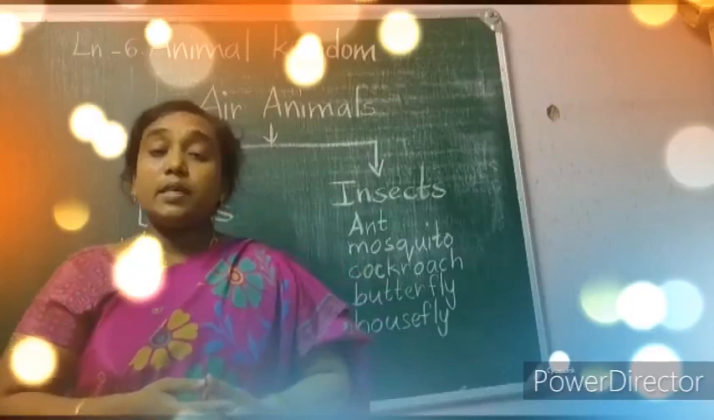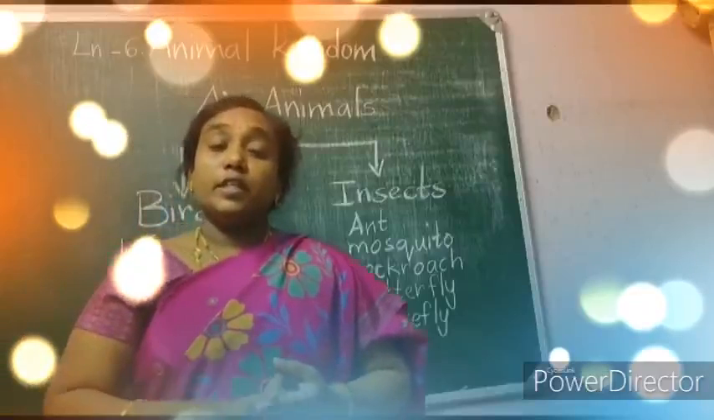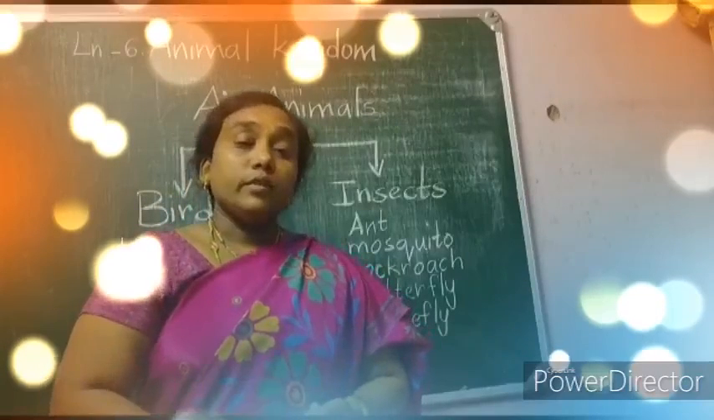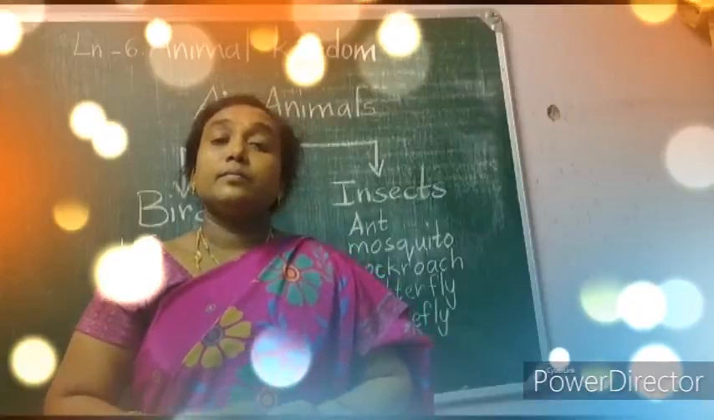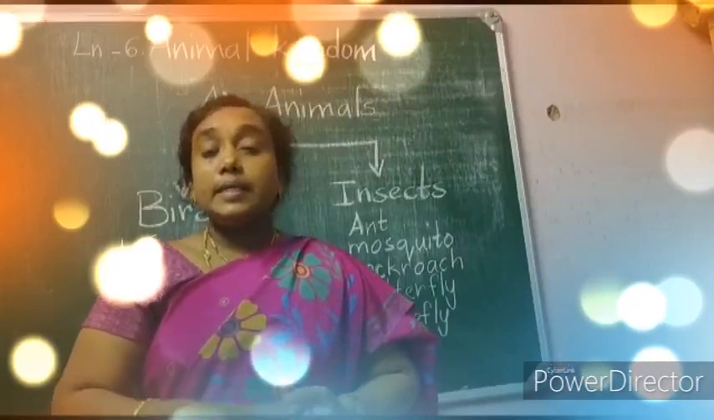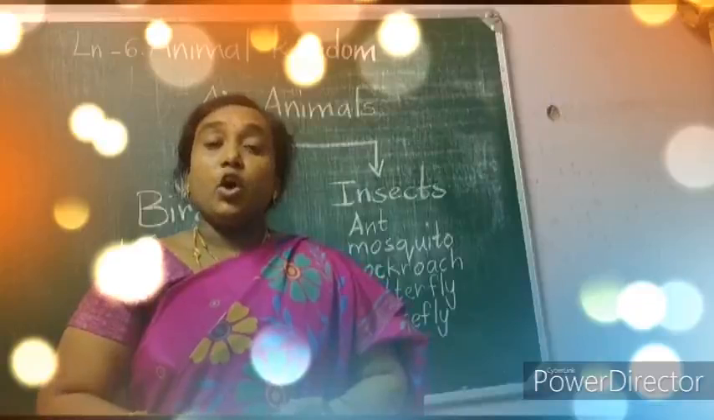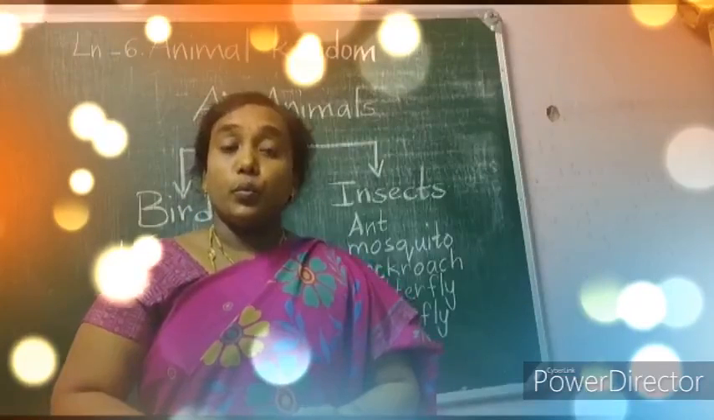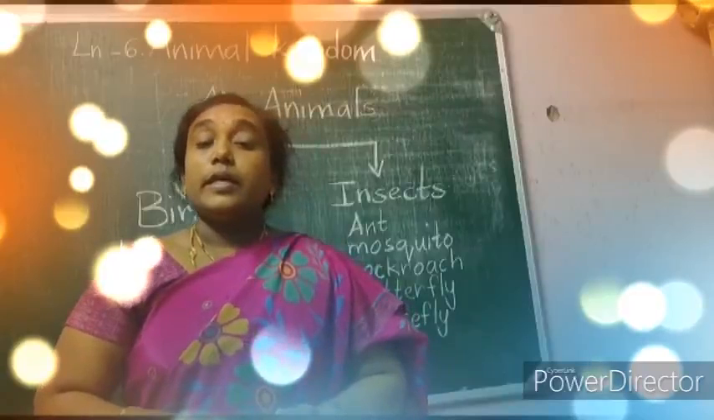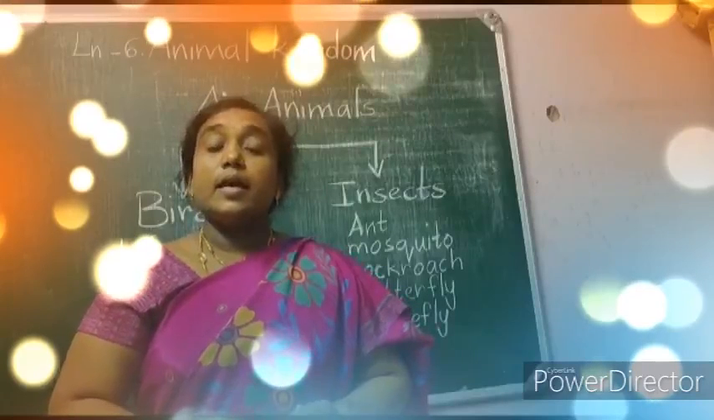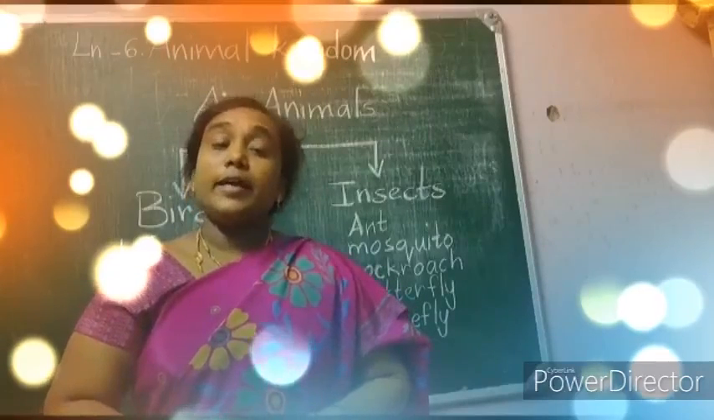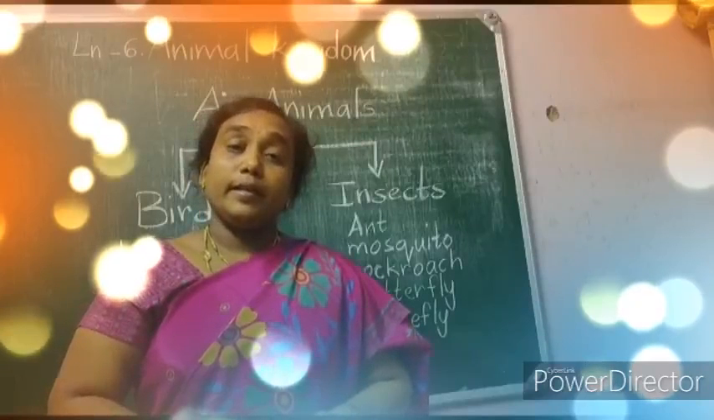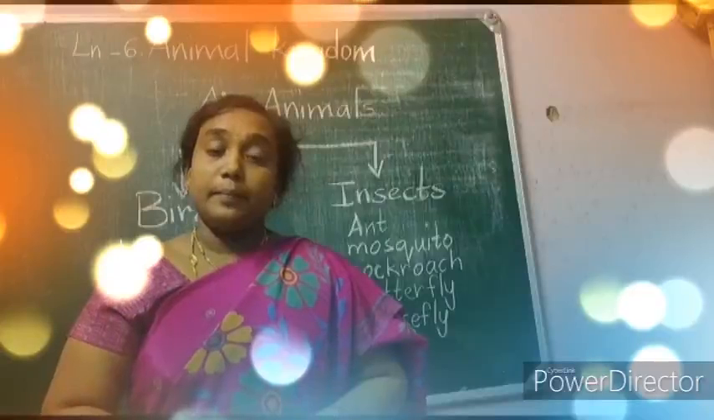Now, water animals are fish, octopus, tortoise, whale. Birds: peacock, parrot, pigeon, sparrow, crow. Insects: ant, housefly, mosquito, cockroach, butterfly.